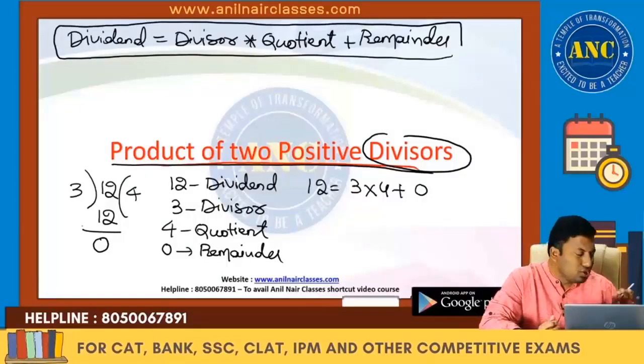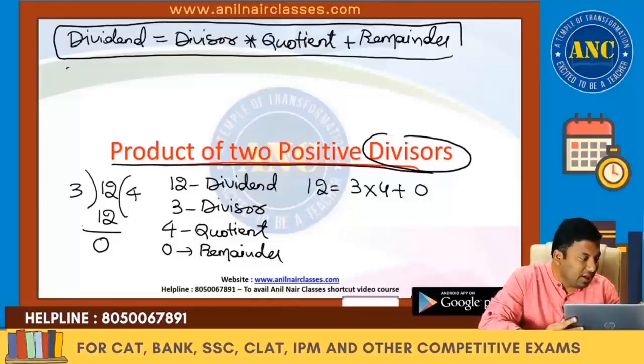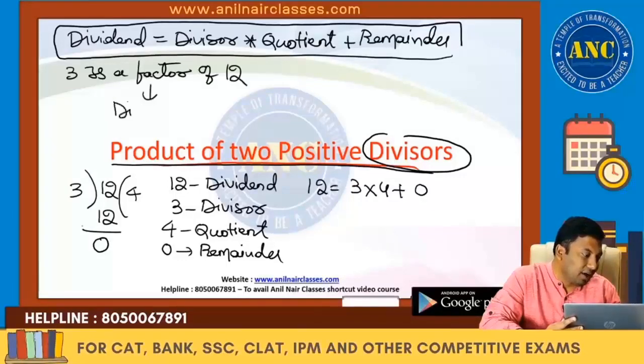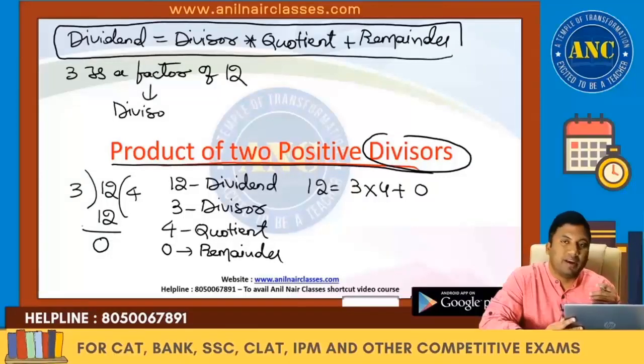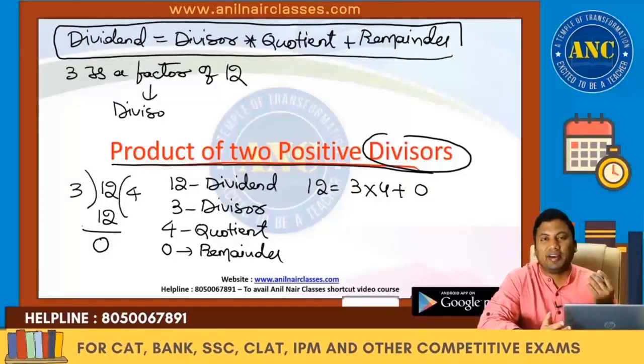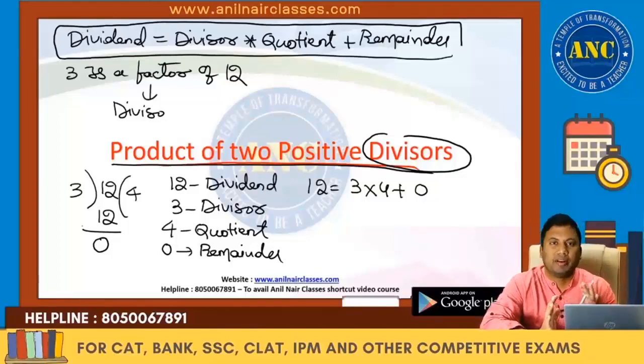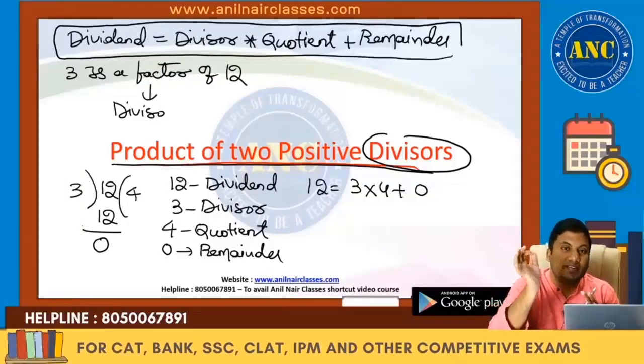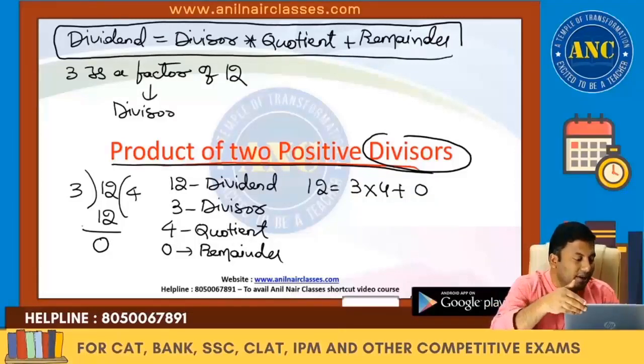Now if you observe, 12 when divided by 3, remainder is 0. If the remainder is 0, then 3 is called a factor of 12. Factor or a divisor of 12, both are synonyms. So wherever you get the word factor or divisor, both represent the same thing. That is, when that number is divided by this number, the remainder will be 0, right? 3 is a divisor of 12.